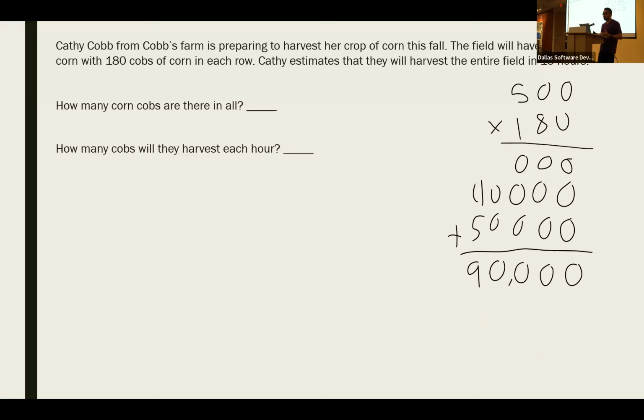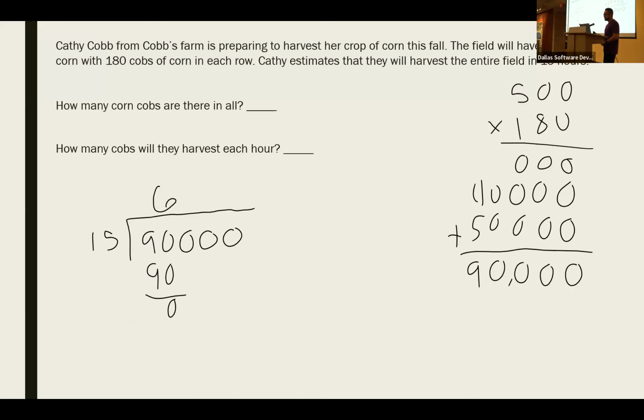But now the next question is, how many cobs will they harvest in each hour? We have 15 hours and 90,000 cobs, so maybe we need division here. So let's use division: 90,000 divided by 15, which is the way I did it back in the day. I don't know if we do it this way nowadays. My kids show me some funky different way of doing it. Anyway, to get to 90 we do 6. 6 times 15 is 90, so it brings it down to 0. Then the zeros give us 6,000. Now we've got our answers. We fill it in: 90,000 and 6,000.